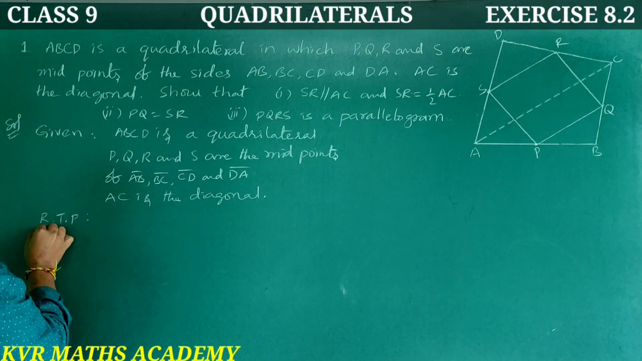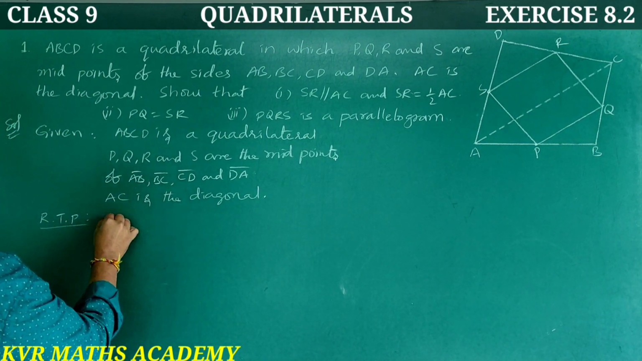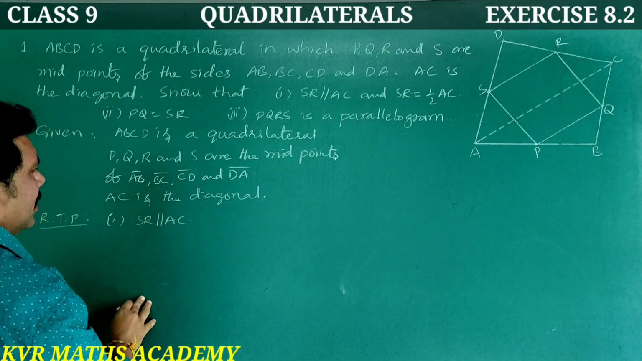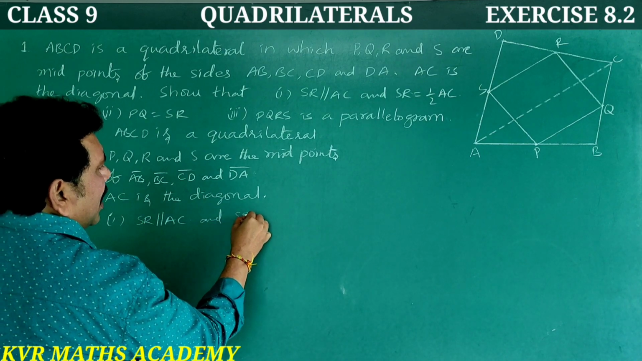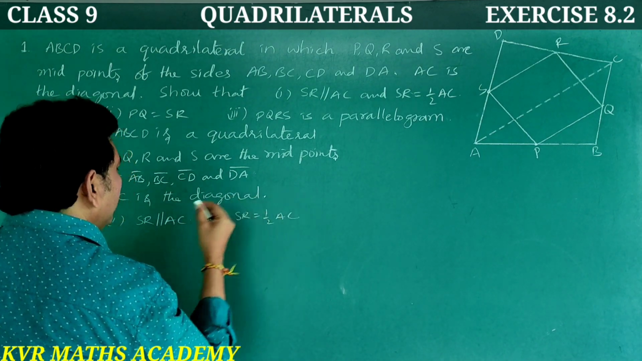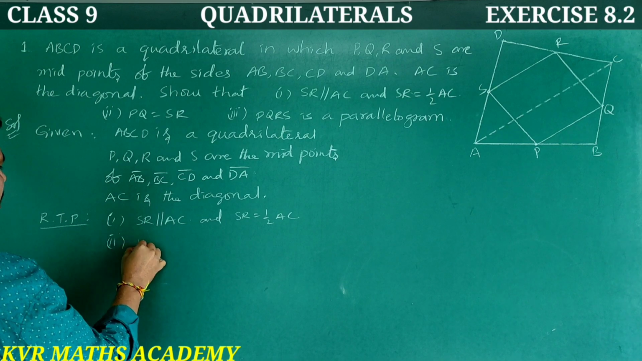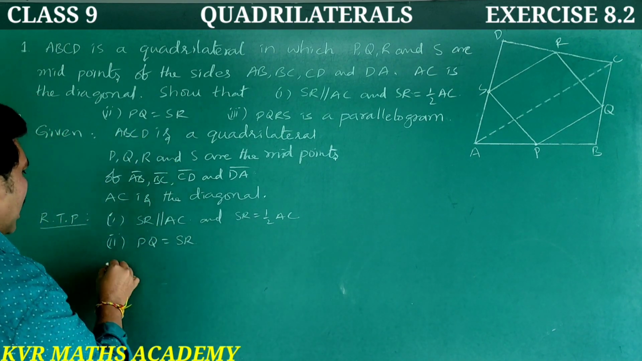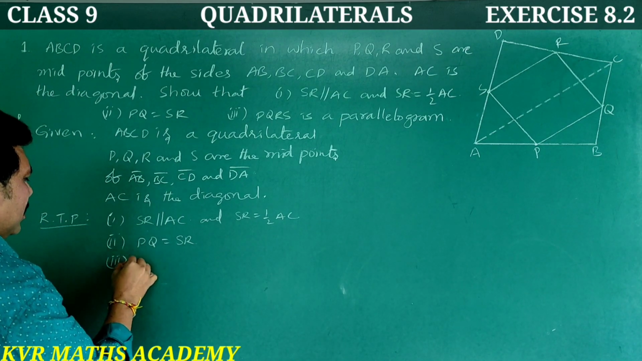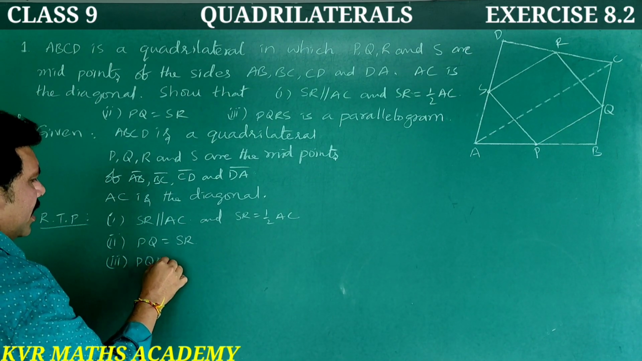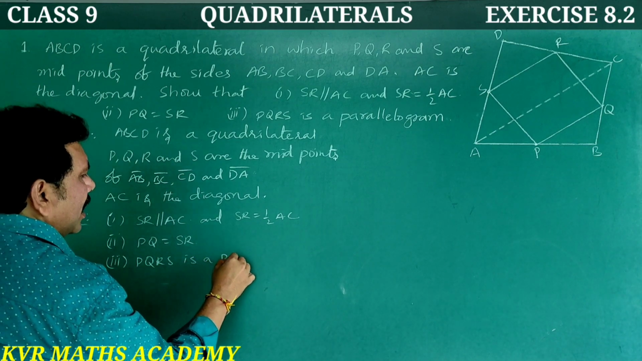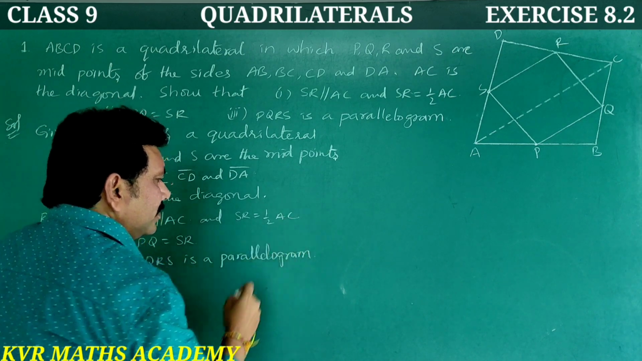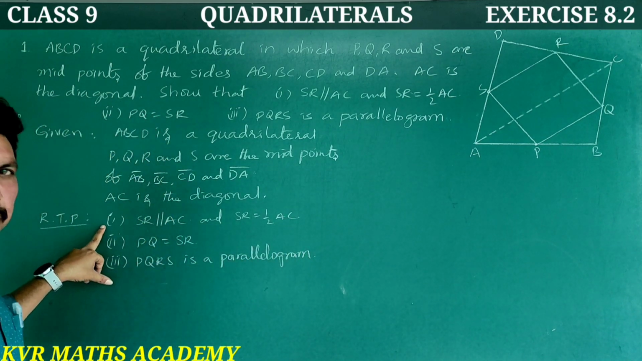RTP, required to prove. What do we have to prove? First one, SR is parallel to AC and SR is equal to half AC. We have to prove this. Second one, PQ is equal to SR. And third one, PQRS is a parallelogram. We have to prove that it is a parallelogram also. So this is RTP.